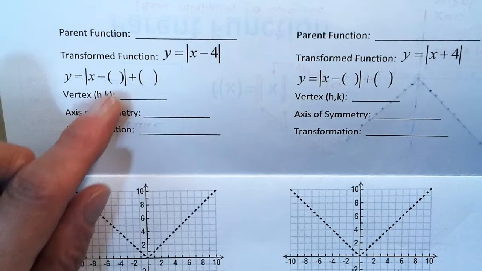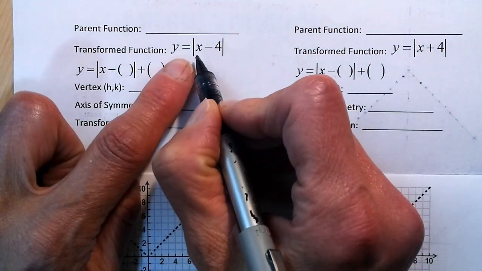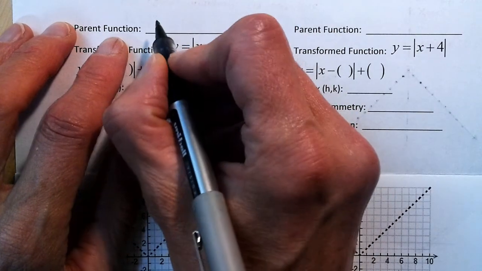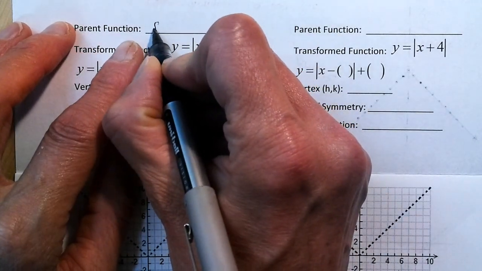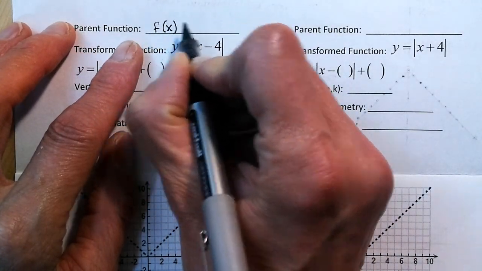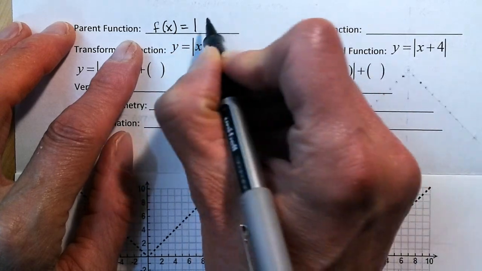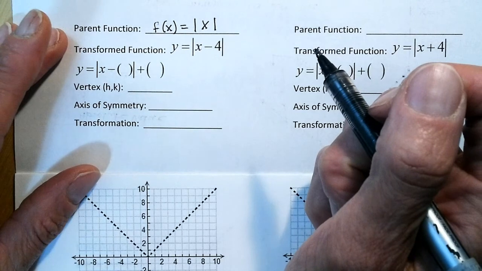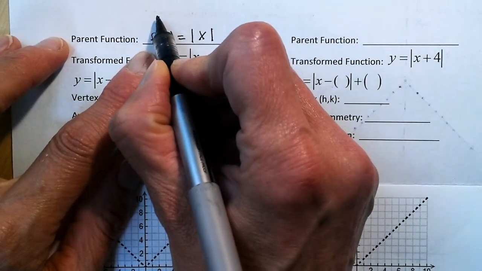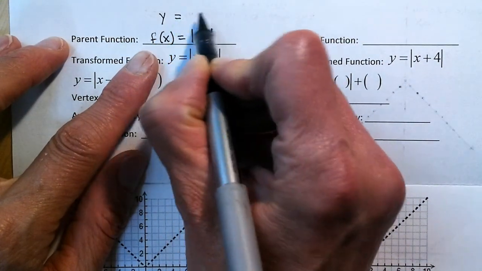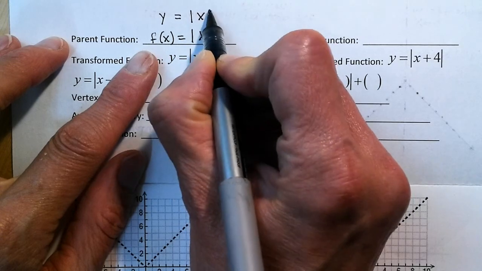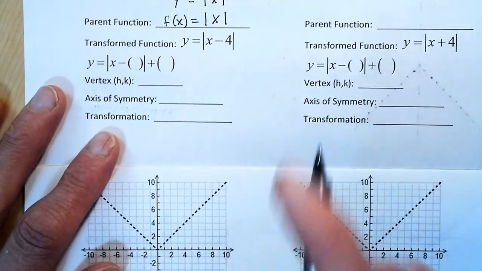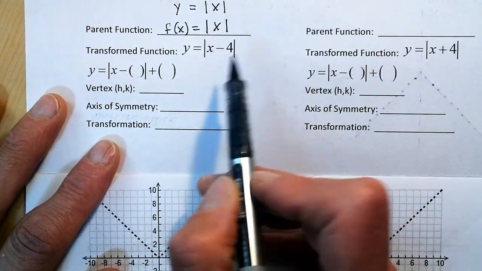So remember, my parent function, notice this is absolute value. So my parent function is f of x equals the absolute value of x. I got that from the front. I could have written this, y is equal to the absolute value of x. Both of these mean the same thing. So let's look at what happened here.